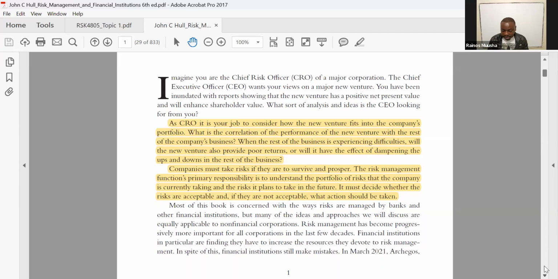So companies must take risk if they are to survive and prosper. So the risk management function's primary responsibility is to understand the portfolios of risk that the company is currently taking and the risk that it plans to take in the future. So it must decide whether the risks are acceptable, and if they are not acceptable, what action should be taken as well.